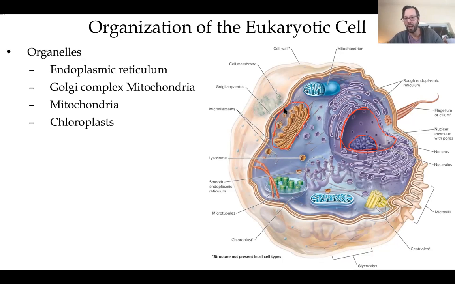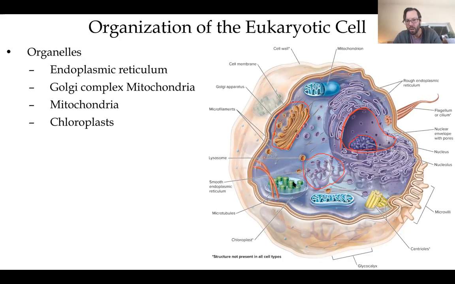The smooth ER is right here. That stuff is going to be used for synthesis of fatty acids and phospholipids, important things for overall cell homeostasis.